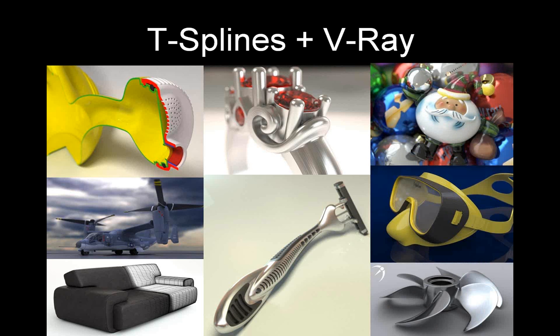All of the images you see here on the screen were designed using T-Splines. Some detail, in some cases, was added with just Rhino. And then V-Ray was used to render these. So if you design any sort of designs with organic elements and then need to create impressive renders, these are products that you might want to consider.